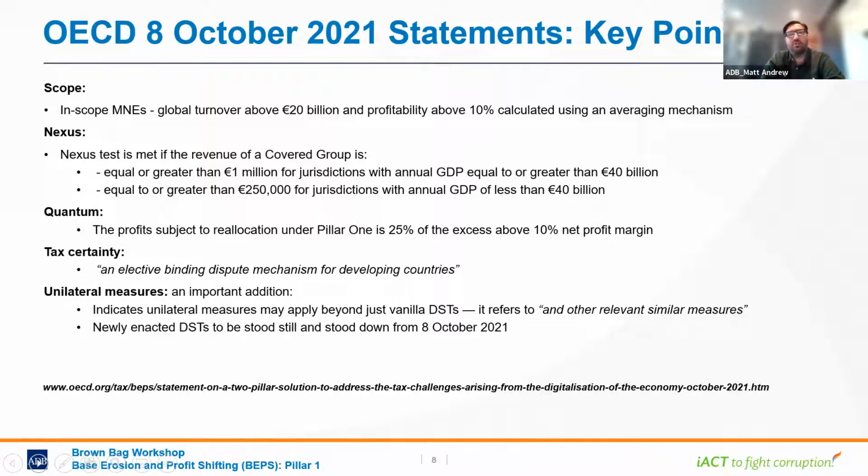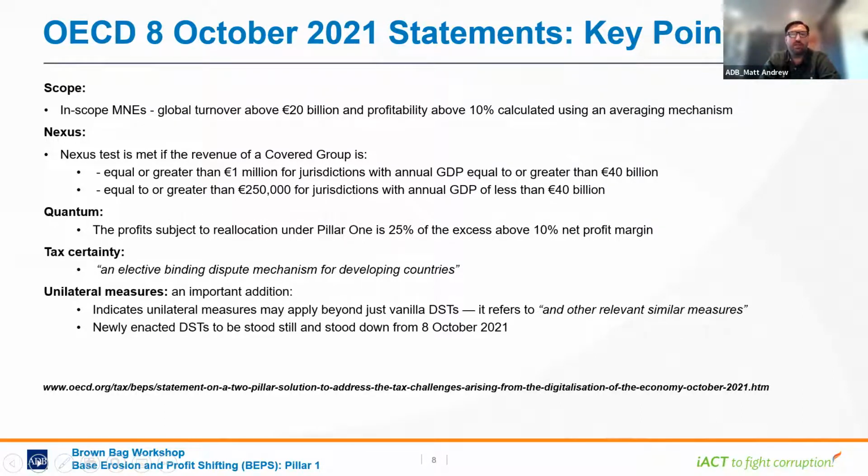Profit allocation: the October statement notes that profits will be allocated to a market jurisdiction only above a 10% profit before tax threshold, and then only 25% of those profits. So what is being reallocated is some of the residual profits from a multinational, not all of its profits. And tax certainty I've already talked about, and on implementation I've already noted that this will be through a multilateral convention, which will be used to implement Amount A.